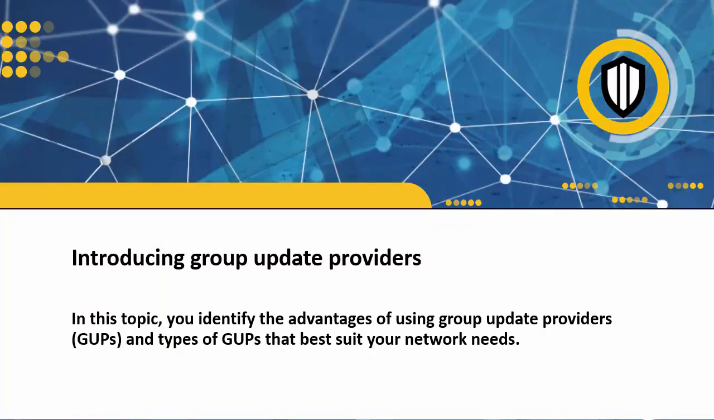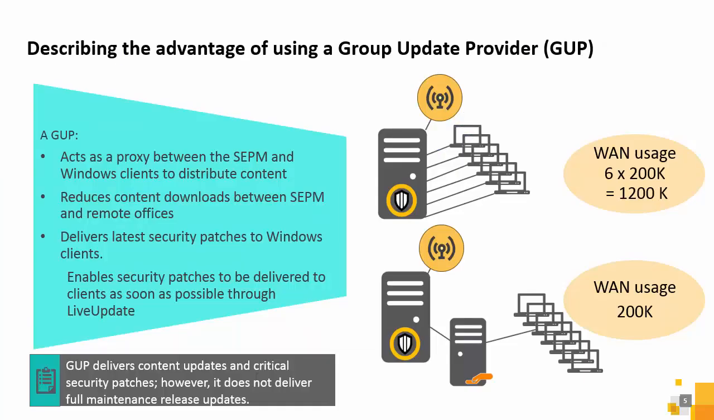This is the Introducing Group Update Providers topic. Content is usually downloaded from a Symantec Live Update server to the SEPM. SEP clients retrieve their content from the SEPM. You can conserve bandwidth by offloading processing power from the SEPM to a client or clients that are configured as a group update provider. After a GUP is created, the GUP can download content from the SEPM and distribute the content to the clients. If the GUP becomes unavailable, the clients can fail over to the SEPM, Symantec Live Update, or to another GUP.